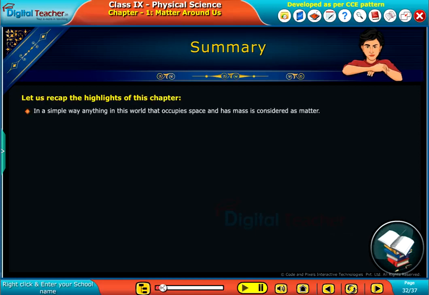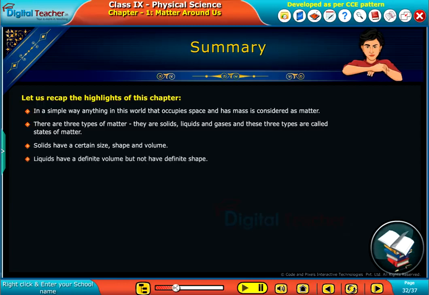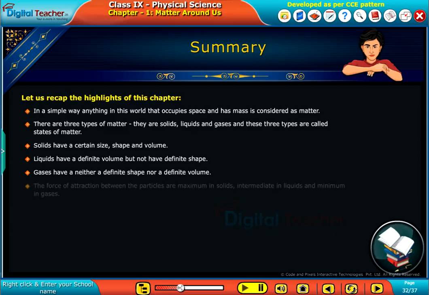In a simple way, anything in this world that occupies space and has mass is considered as matter. There are 3 types of matter. They are solids, liquids, and gases, and these 3 types are called states of matter. Solids have a certain size, shape, and volume. Liquids have a definite volume but not a definite shape. Gases have neither a definite shape nor a definite volume.